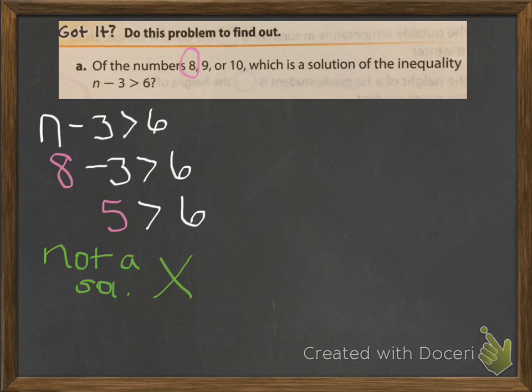Now we can go on to the next portion, which is going to be 9. So again, I'm going to start with n minus 3 is greater than 6.